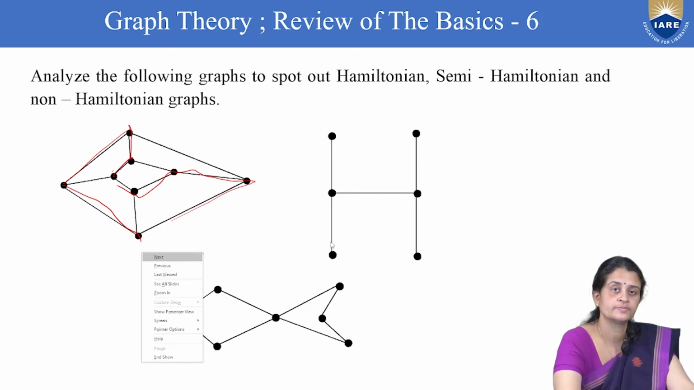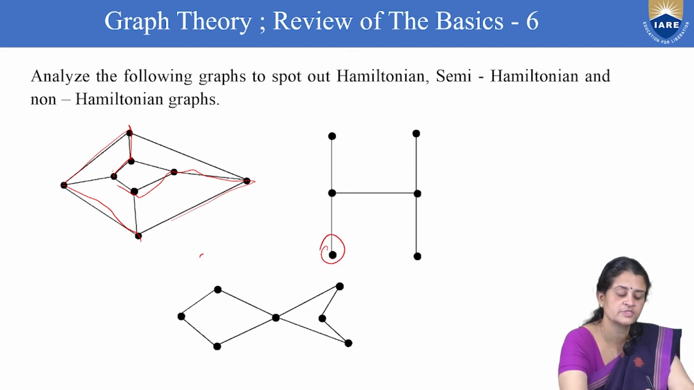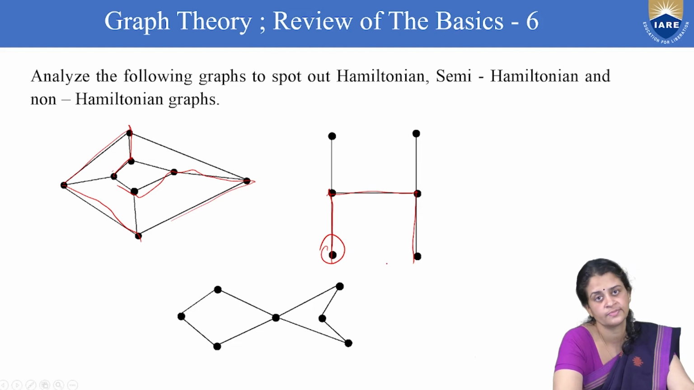And what about this one? Starting from this vertex, I can go here, then here. Then can I go to these vertices? No. Suppose instead of taking this path I take this one, I can go only this far. I can't go to the other vertices. So it is not Hamiltonian. And what about this one?